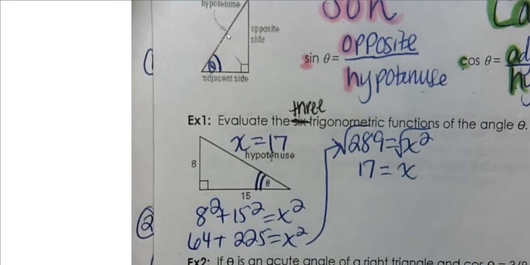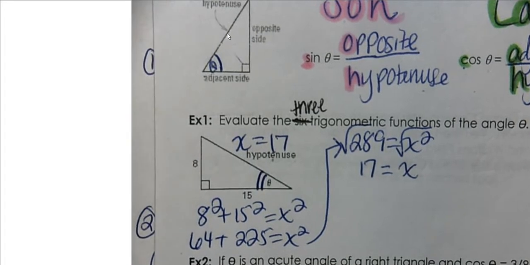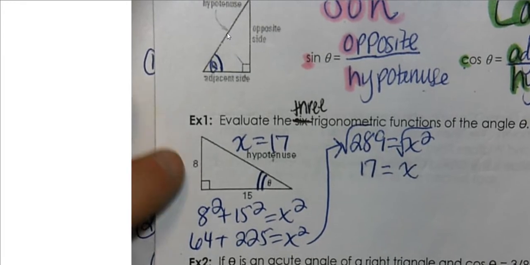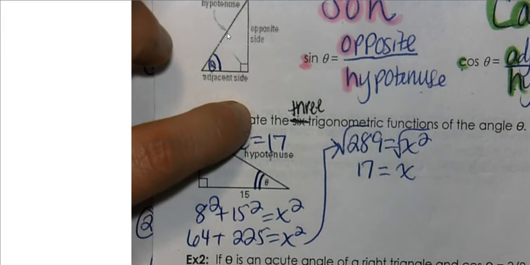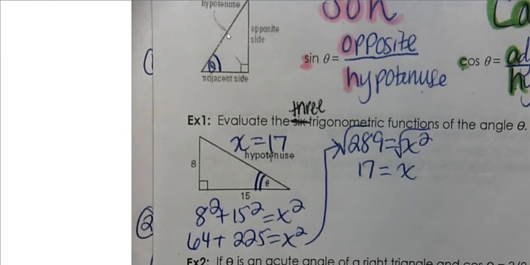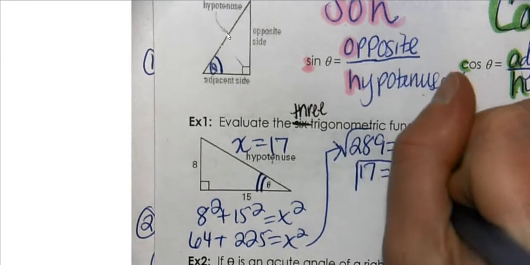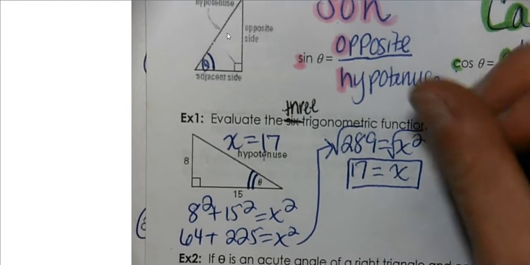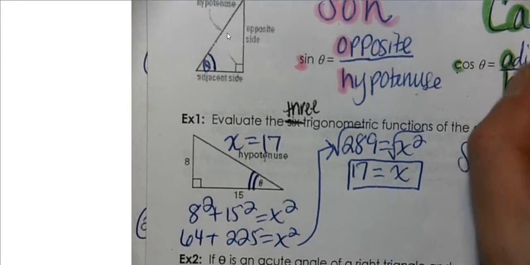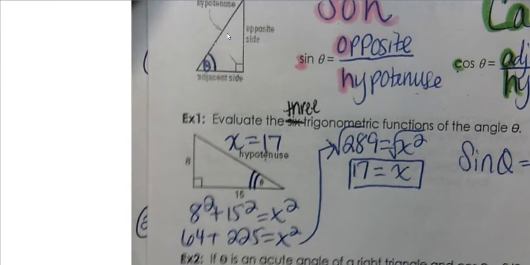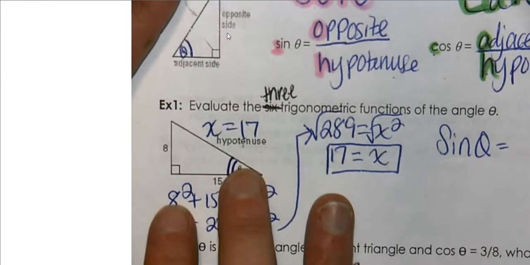And if you have your Pythagorean triples memorized, then you didn't really need to use the Pythagorean theorem. And what a Pythagorean triple means is that these are 3 whole numbers that satisfy the Pythagorean theorem. 8, 15, and 17 are 3 positive integers that satisfy the Pythagorean theorem. So now that I know what the hypotenuse is, it's very easy for me to identify what the sine of theta is. So we already have the hypotenuse labeled.